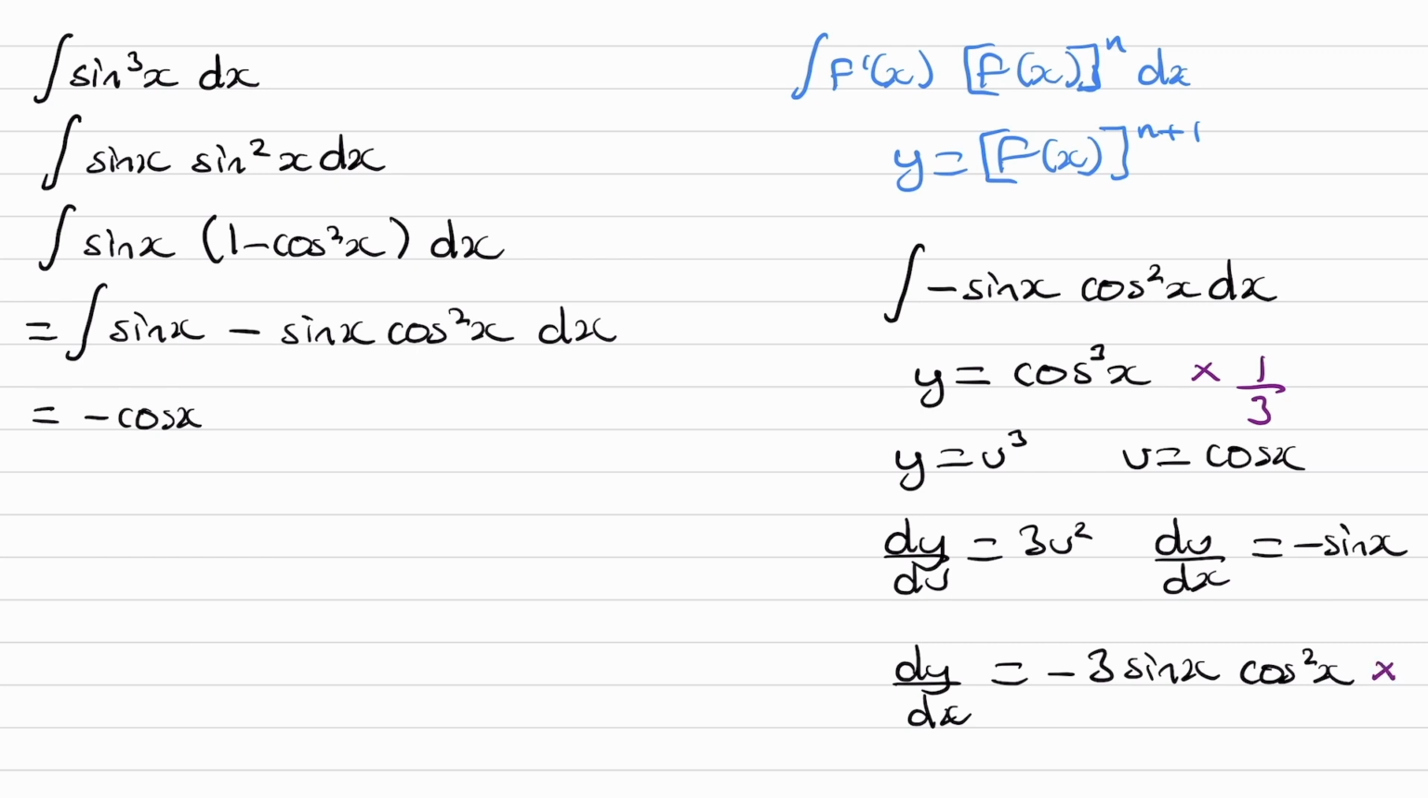That factor of a third carries through to the end, which will then cancel with the 3. And now this is differentiating to make what we have here. Therefore this integrates to make this. So add on a third of cos cubed x and a plus c, and there is our final answer.